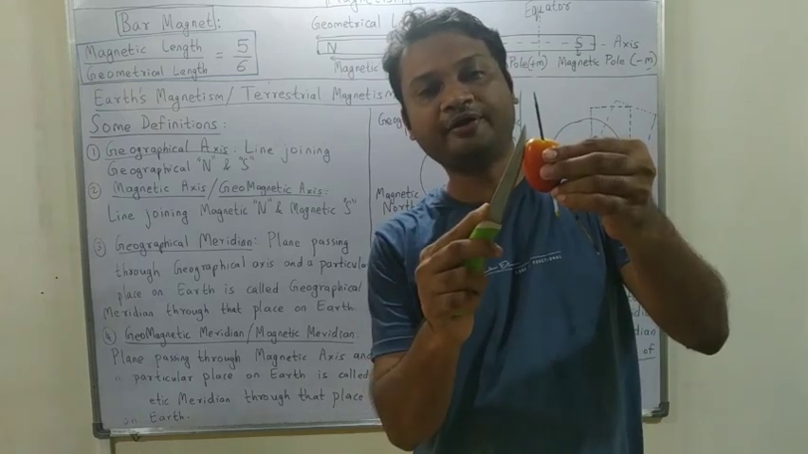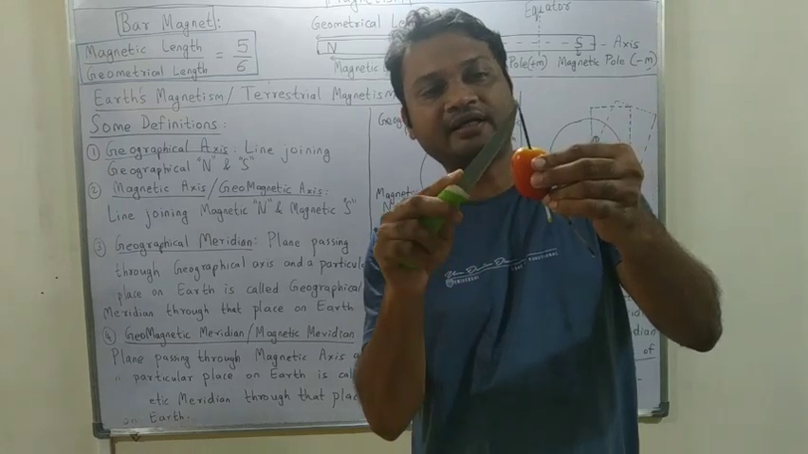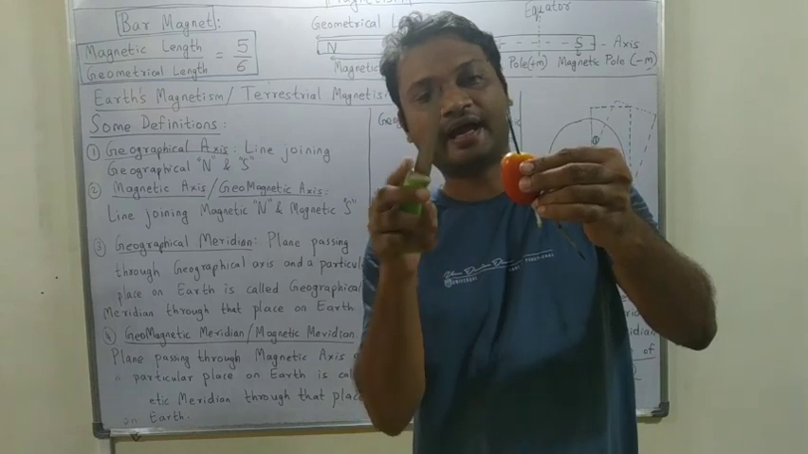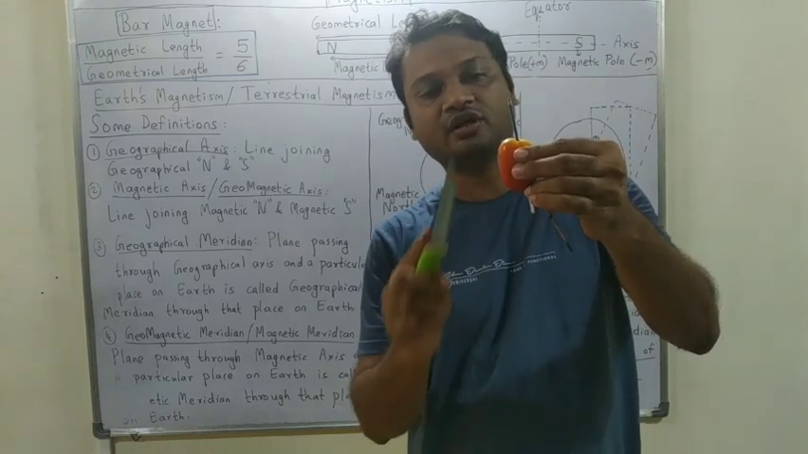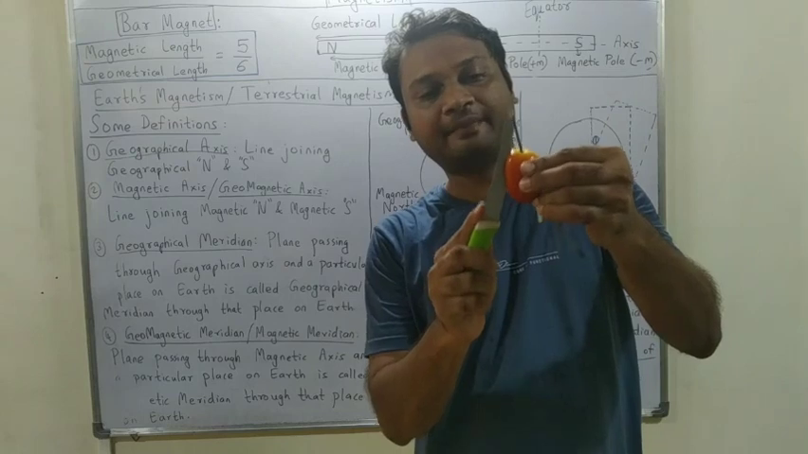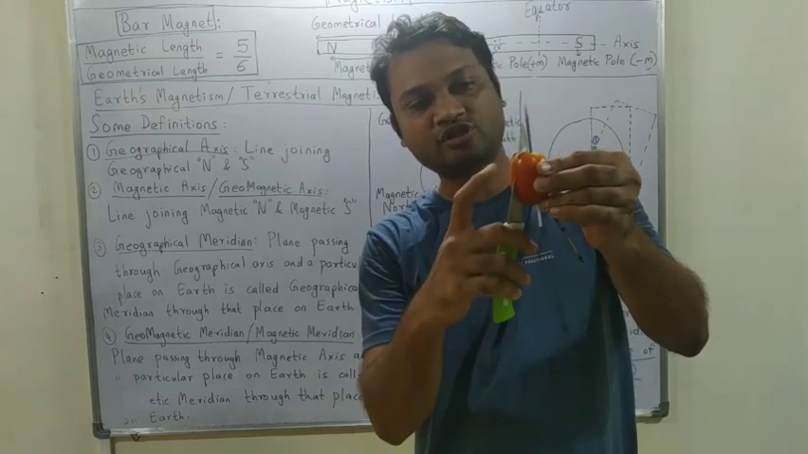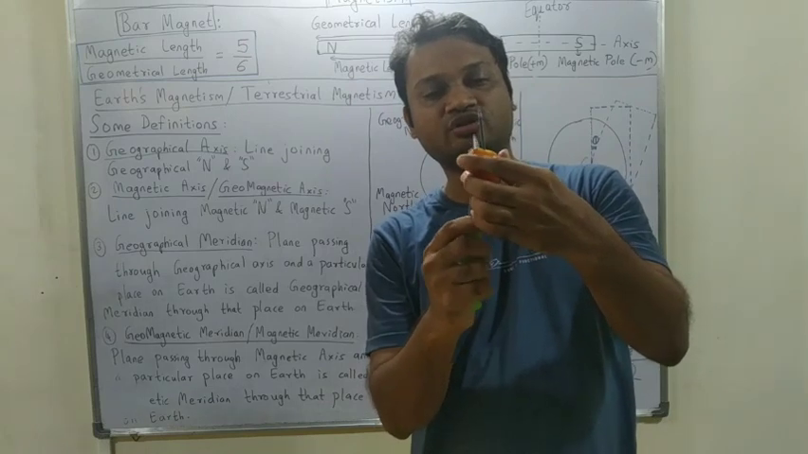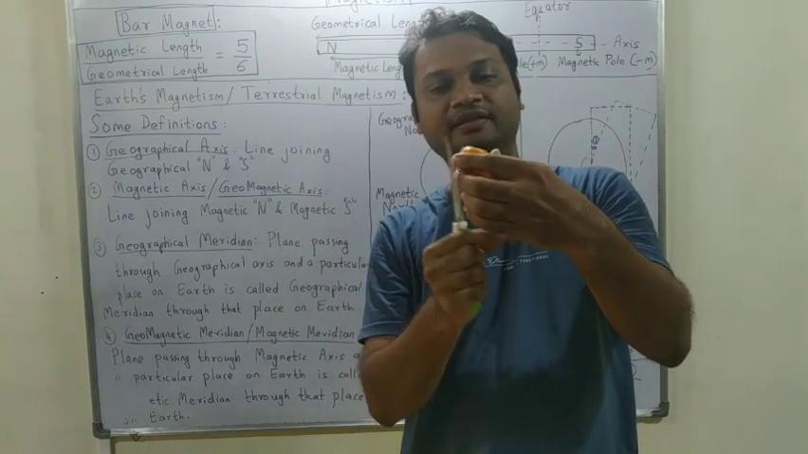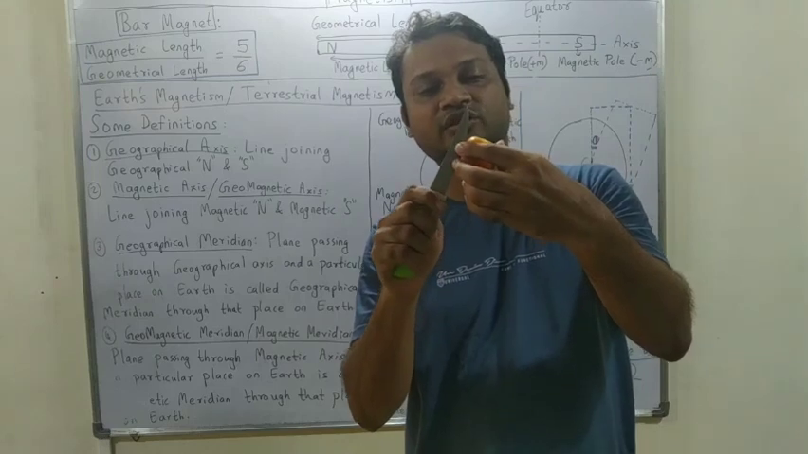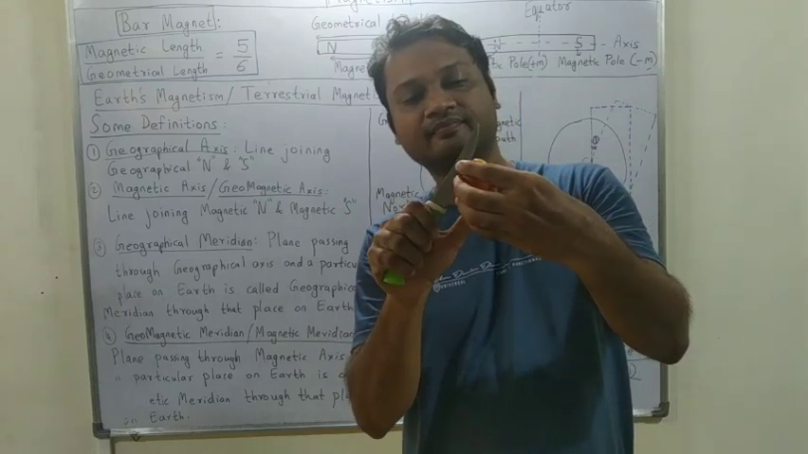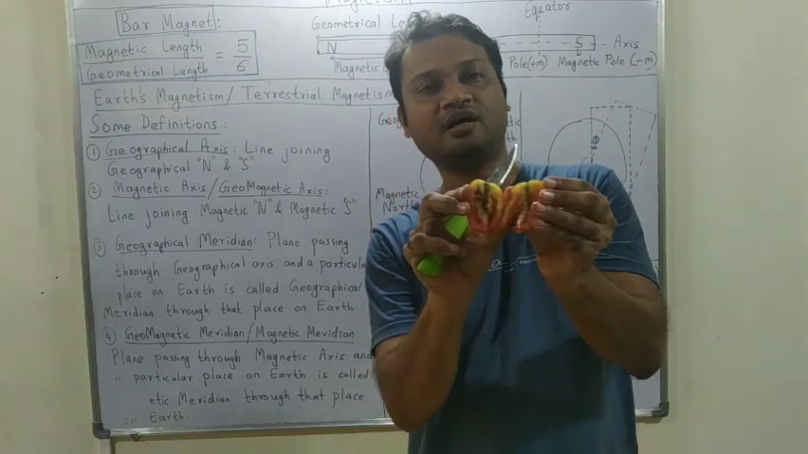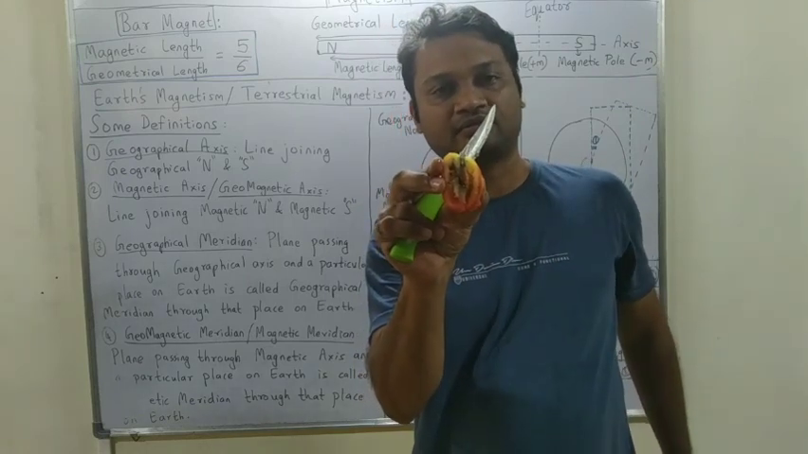Passing through the point on the Earth and cutting the geographical axis, which is this one. So if I make a plane passing through that place on Earth and cutting the geographical axis, what we get is a plane. So suppose this is the plane which we have.